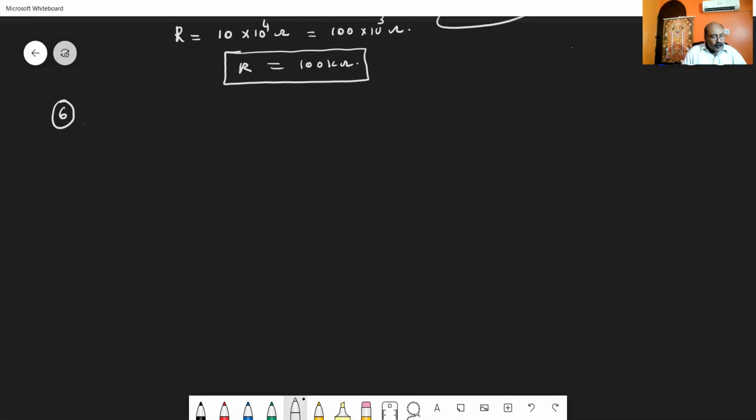You see, 2 wires A and B with circular cross section made up of the same material with equal lengths. Suppose RA, resistance of the first wire is 3 times that of the resistance of the second wire, 3 RB. What is the ratio of radius of the wire A to that of B? 2 wires A and B.